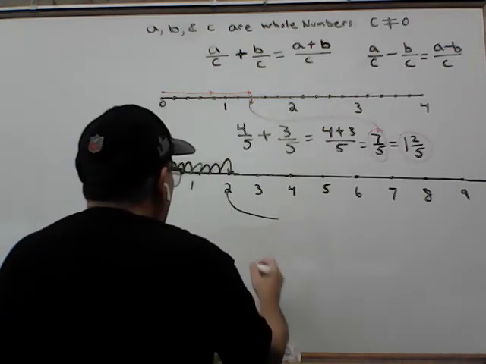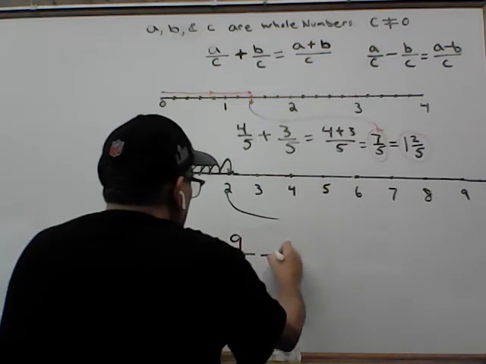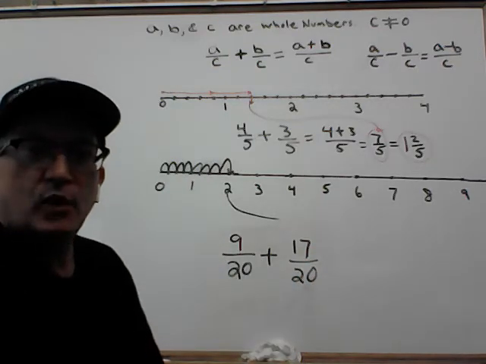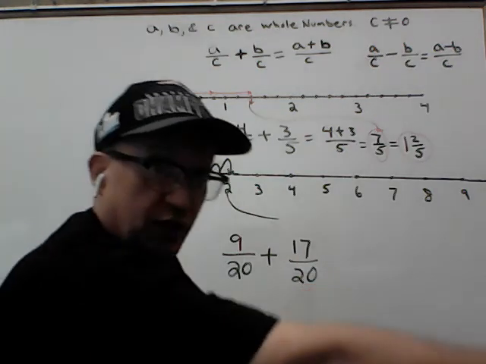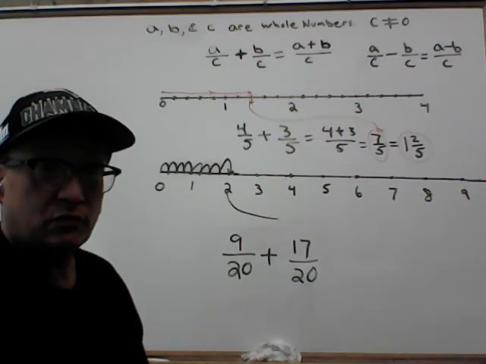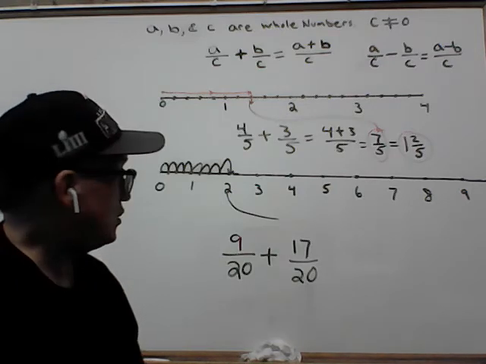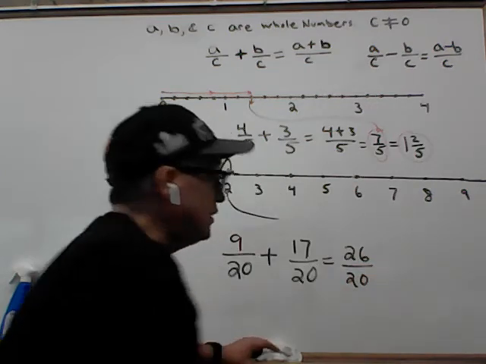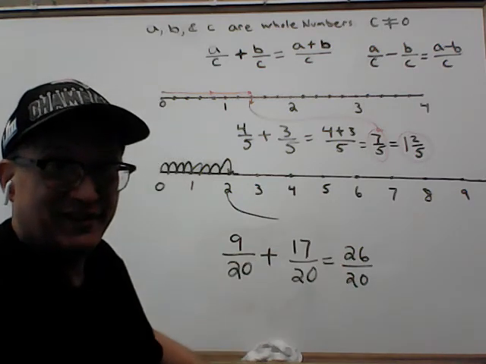All right, so how about 9/20 plus 17/20? Try to picture a 20th number line. Start at 9/20 and go 17 more 20ths. Where are you going to be? What's 9 cookies plus 17 cookies? 26 cookies. 9/20 plus 17/20 is 26/20.